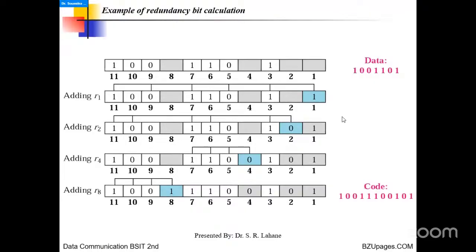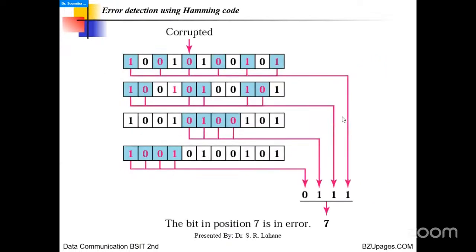The receiver will receive that code and check whether the data is correct or corrupted. If the data is correct, then accept the data. If the data is corrupted, reject the data. Then retransmission is carried out again. So this is how the corrupted data will be detected.